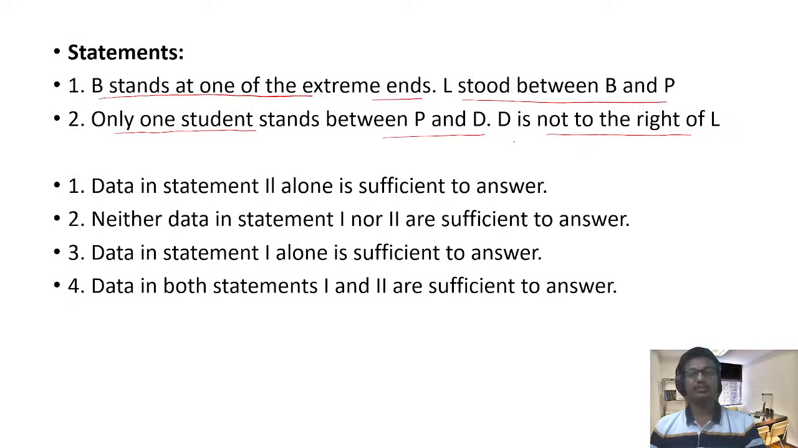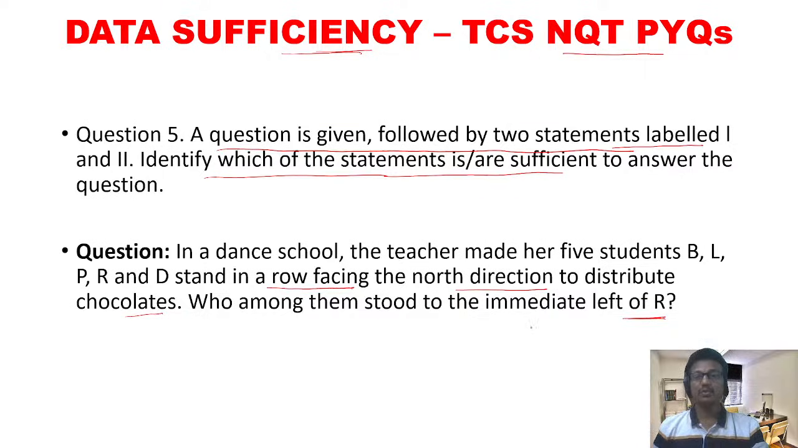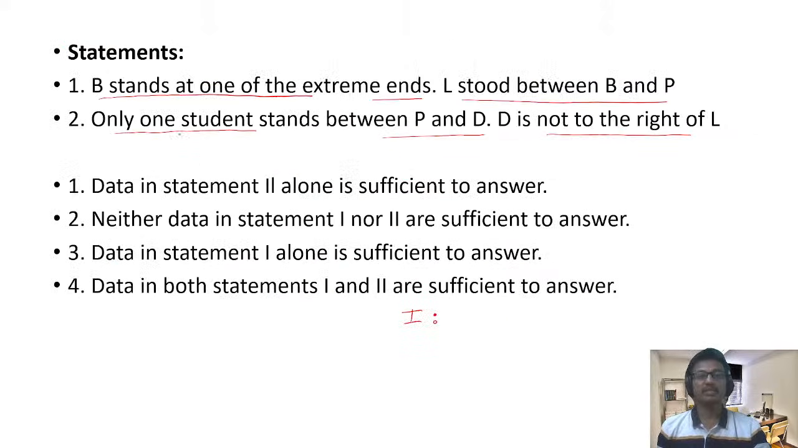Okay, so given these 2 statements, now let us work out whether statement 1 alone is sufficient to find out. What is the answer we need to find out? We should find who is standing immediate left of R. So this is the person we want. From statement 1, can we find out that person or not, let us look.